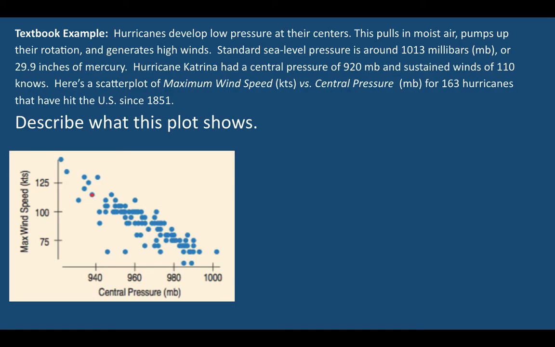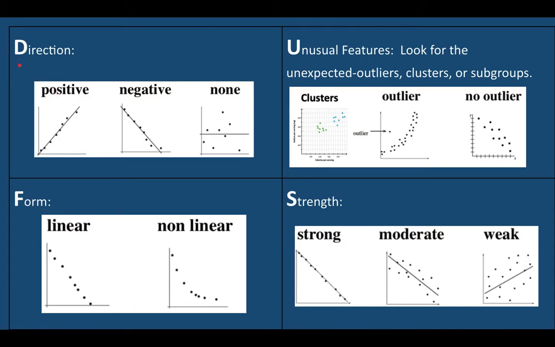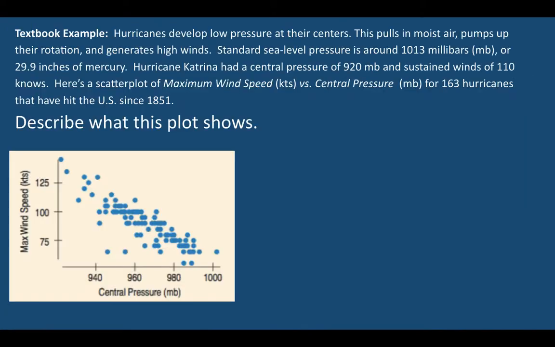Now, here's a scatterplot of maximum wind speeds versus central pressure for 163 hurricanes that have hit the U.S. since 1851. So you think, is Hurricane Katrina all that different than others? A quick glance doesn't really look like it. But when we're told to describe what this plot shows, we need to make sure that we hit all four components. An acronym to help you remember this would be DUFS, D-U-F-S, to make sure you're hitting all your important points.